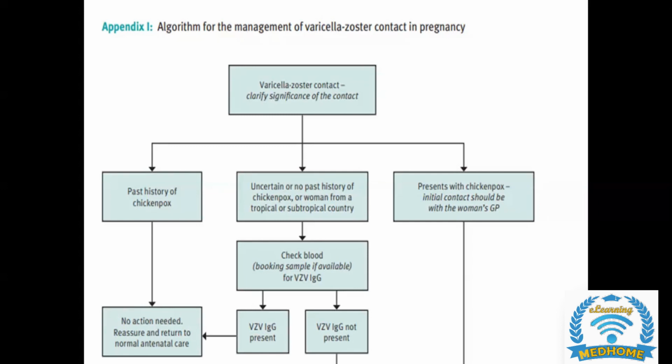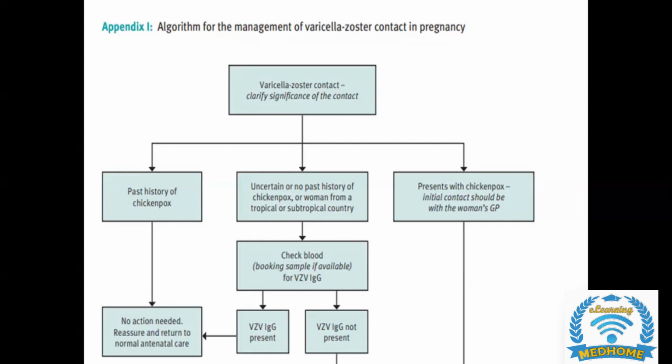But on the other hand, if she does not remember whether she had chickenpox earlier or not, or the woman is from a tropical or subtropical country, why from a tropical or subtropical country? Because women from these countries are mostly non-immune to varicella zoster virus. Then what will we do? We will check her blood for varicella zoster virus IgG. Okay, so IgG will tell us whether the patient is immune or not immune.